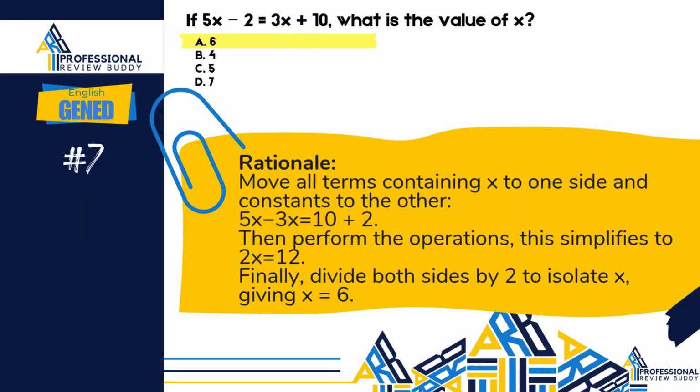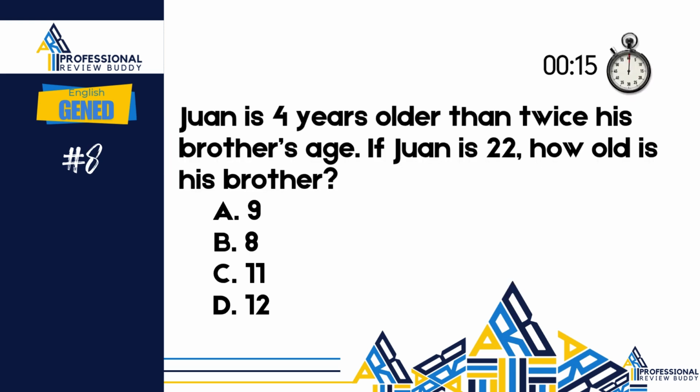If 5x - 2 = 3x + 10, what is the value of x? To find the value of x, move all terms containing x to one side and constants to the other. 5x - 3x = 10 + 2. Then perform the operations. This simplifies to 2x = 12. Finally, divide both sides by 2 to isolate x, giving x = 6.